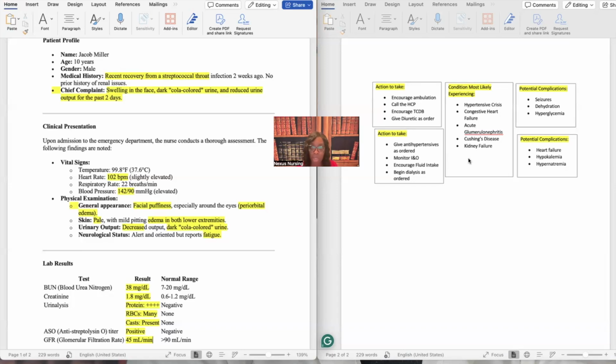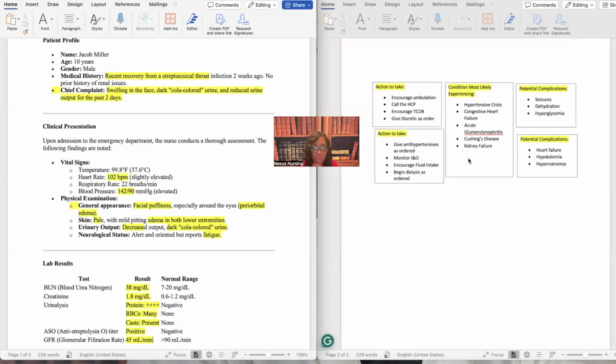Cushing's disease is our next option. I don't even see anything about cortisol levels. I don't see anything about buffalo hump. I don't see anything about purple striae. I don't see anything about decreased level of consciousness or cognition, all those clinical manifestations that we see associated with Cushing's disease, right? And last, kidney failure. Possibly we're seeing a lot of symptoms of kidney failure, absolutely, but that would not explain that cola-colored urine, right? We're looking at acute glomerulonephritis.